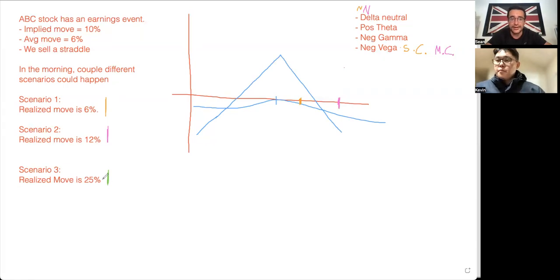And then the third scenario is where it moves 25%. So this is kind of like the other extreme. When it moves 25%, we're now way out here. So in this scenario, we have super negative deltas now. We're only making money if this thing comes back in. We still have some theta and gamma, but at this point, it's really not much.